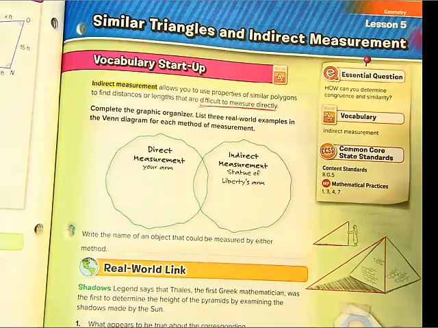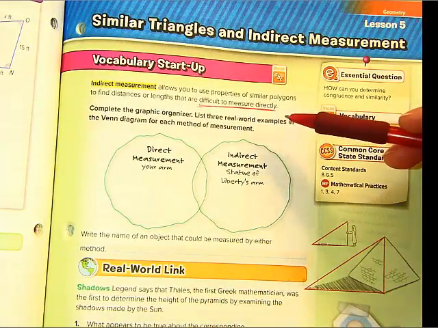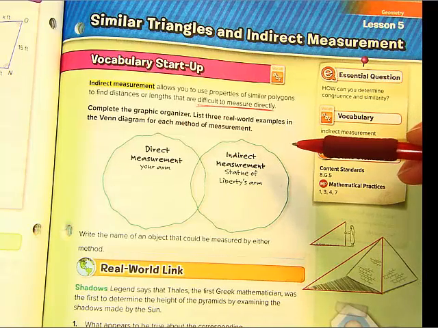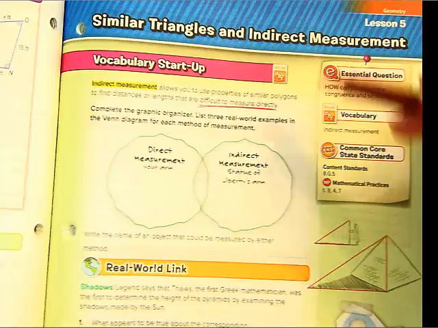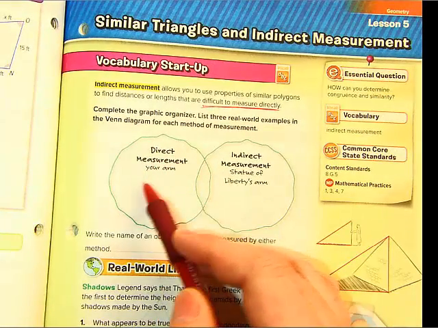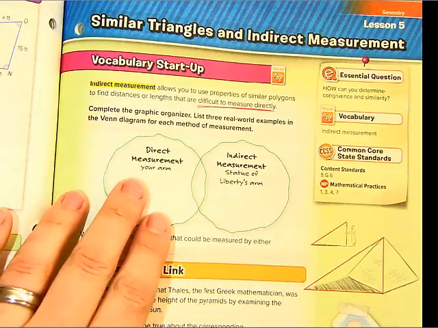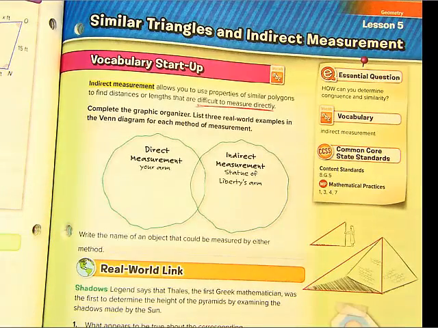So direct measurement is when you would actually get out a ruler and measure something and see, oh, it's 10 inches. So direct measurement, we're going to put some examples of things here. Direct measurement example is like your arm. You can get a ruler or a yardstick or something and easily measure your arm.